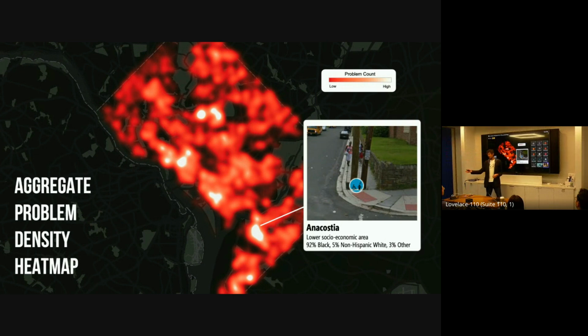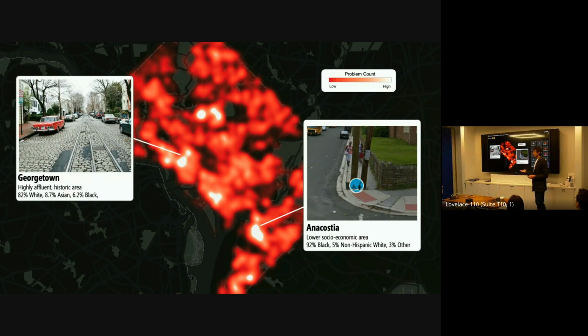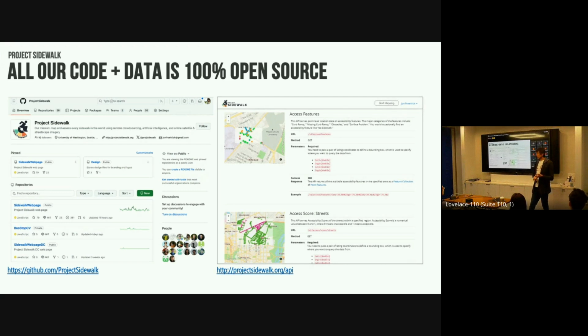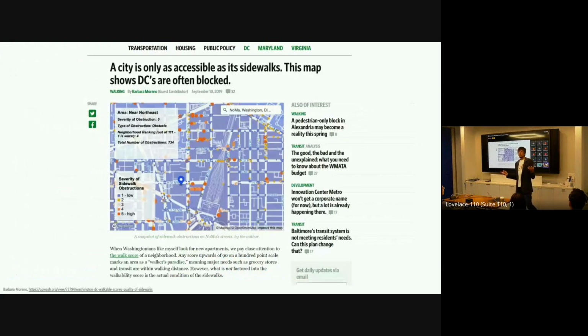Well, one of them, if you're familiar with the DC area, this is the Southeast Corridor, Anacostia, which is a lower socioeconomic area, 92% Black. But over here, interestingly, in contrast, is Georgetown, one of the most affluent areas of the DC area, in a highly historic area, 82% white. So we have two areas with really inaccessible infrastructure for very different reasons. And one perhaps is due to preservation policies that are trying to maintain those cobblestone roads and sidewalks, but at a cost of accessibility. But this is the potential of data-driven urban accessibility analytics using our data, and all our code and data is open source. So like people start to build tools on top of it.